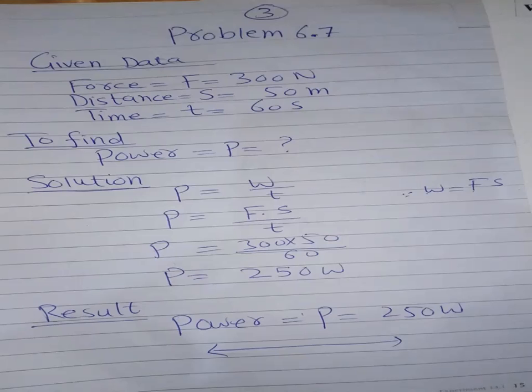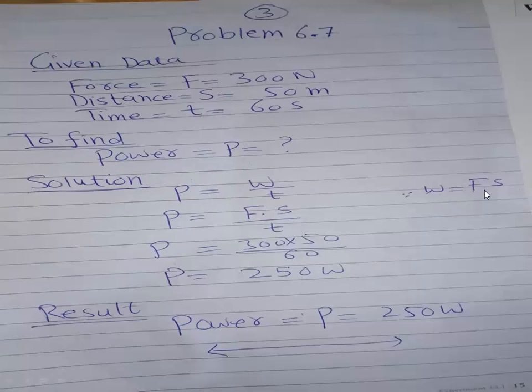First of all, I write the given data. Force is given to me 300 Newton, distance is given to me 50 meters, and the time is 60 seconds. In this numerical, we are asked to find the power. So you know the power formula is W by T, as we discussed in the last numerical 6.6. We use the same formula. Power is equal to W by T. The rate of doing work is called power.